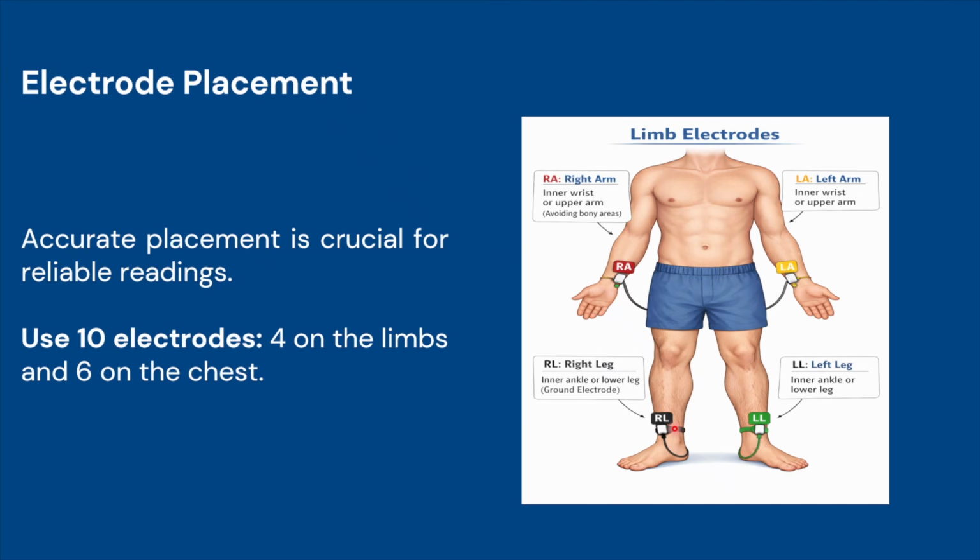I think you can notice that the right leg one is the ground one. So lead 1 records the electrical activity between right arm and left arm, and lead 2 between right arm and left leg, and lead 3 between right arm and left leg.